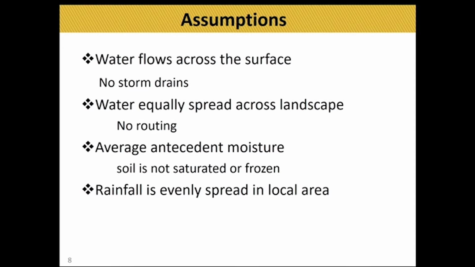And the rainfall is evenly spread. We use a rain gauge for every county, and we use one number for that county. If you've been on a farm, say in a big storm, and you have a couple of rain gauges, you know that rainfall is not that even. So that's an assumption, but we have to make a few assumptions.